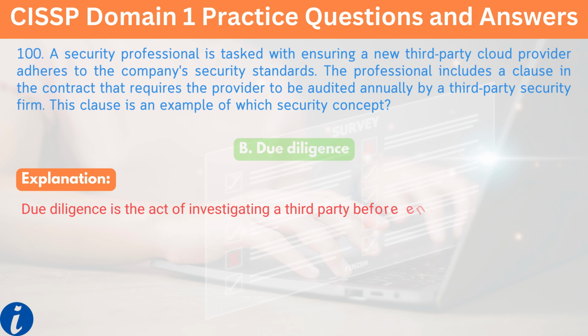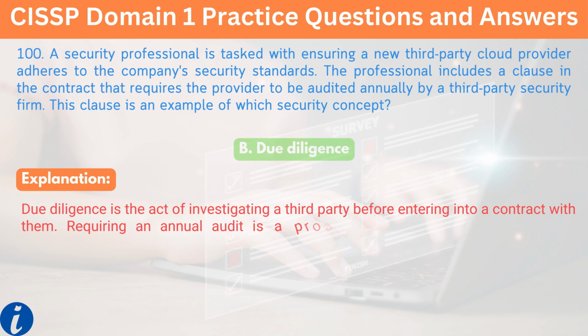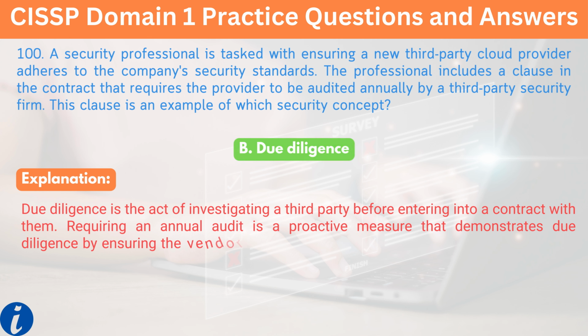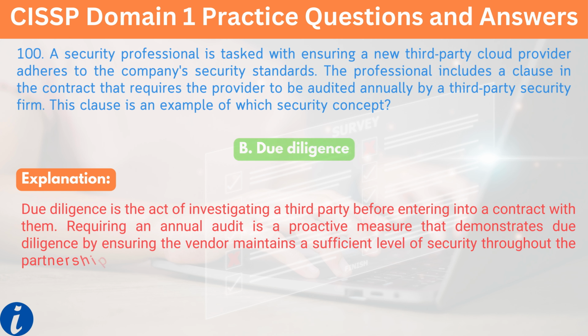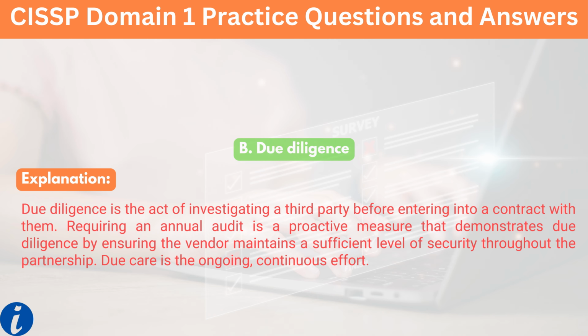Due diligence. Explanation. Due diligence is the act of investigating a third party before entering into a contract with them. Requiring an annual audit is a proactive measure that demonstrates due diligence by ensuring the vendor maintains a sufficient level of security throughout the partnership. Due care is the ongoing, continuous effort.